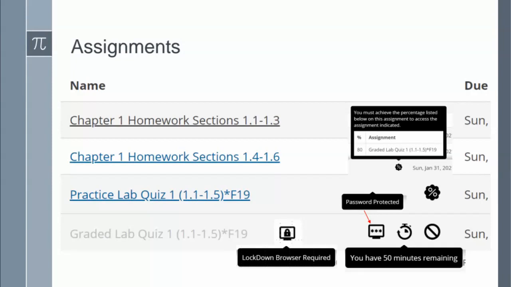The lockdown browser also controls how much time you have for the assignments. And again, normally these are for the quizzes and exams. Some of your instructors might time your quizzes and exams.